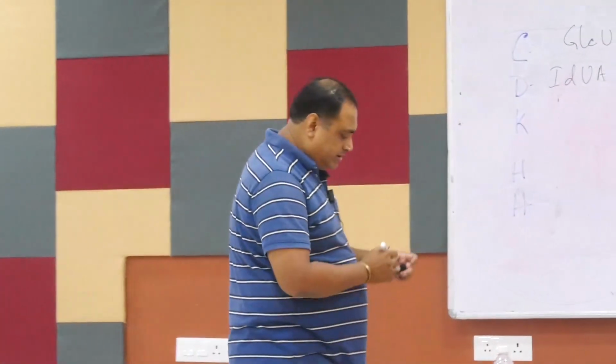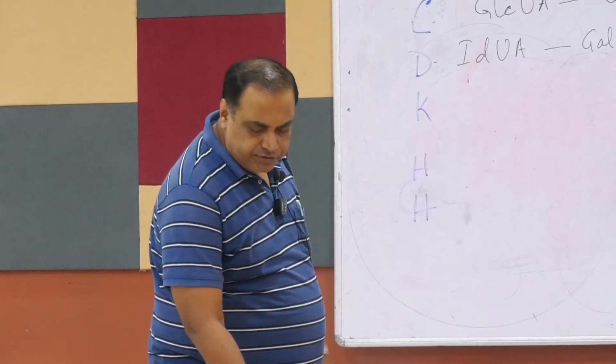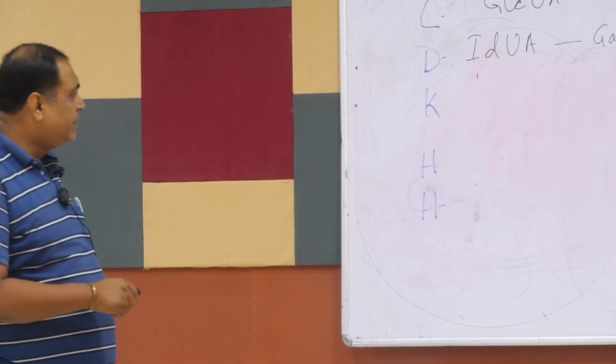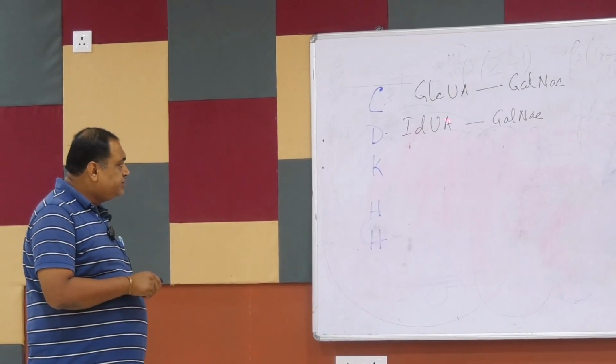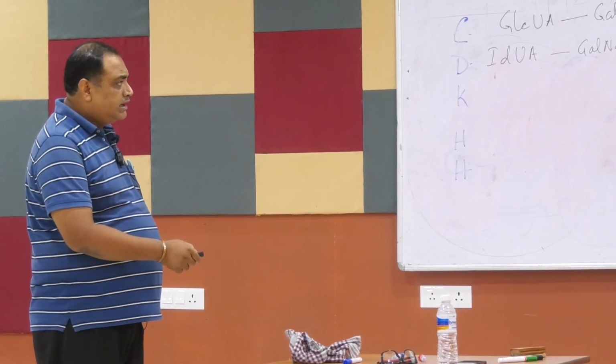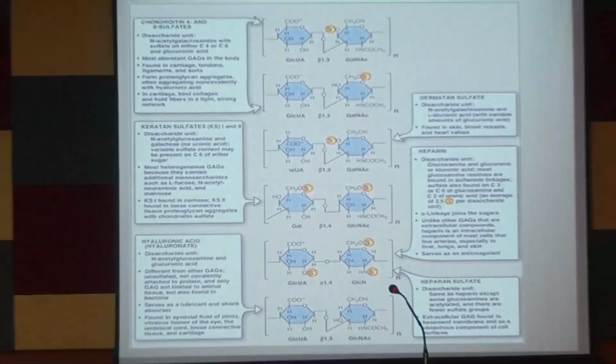Fine. What is next? Can you remember this one remains same, GalNAc, N-acetyl galactosamine. This one changes. So if we can synthesize chondroitin sulfate, by introducing C5 epimerase, one simple enzyme, we can convert it into dermatan sulfate. Remember, that kind of enzyme is there in the body. Iduronic acid, GalNAc. Now this one is keratan sulfate.